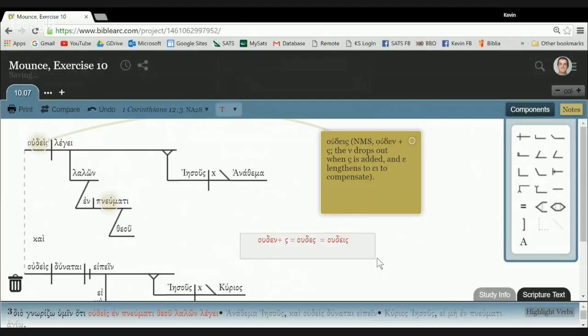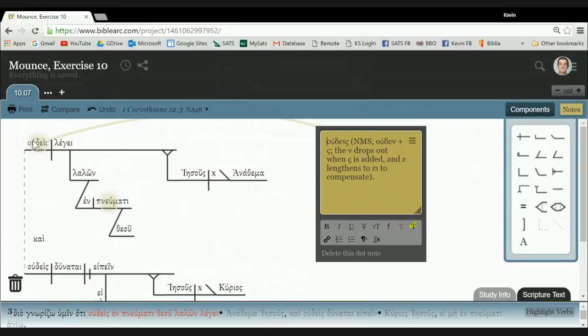Even though it's an adjective, if we look for it, we will not find a noun that it modifies. So look for a noun in the nominative case because it would be agreeing with that noun. There isn't one. So an adjective that's not modifying a noun has taken on the function of a noun and is behaving like a noun. Therefore, oudes, no one, is the subject of my sentence. It itself is the subject.